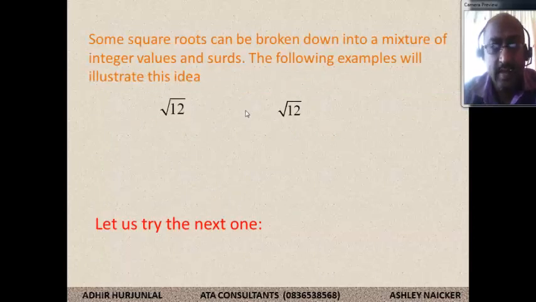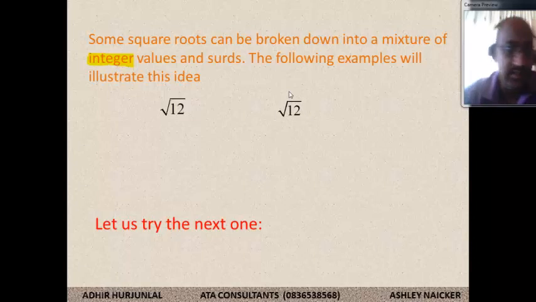Some square roots can be broken down into a mixture of integer values and surds. Integer values. You came across this term when we were dealing with recurring decimals. Integers, yes, are whole numbers. So we are saying square roots can be broken up into integer values and surds. Whole numbers and surds will be the square root of a number that will not give you a whole answer. The following examples will illustrate this idea.